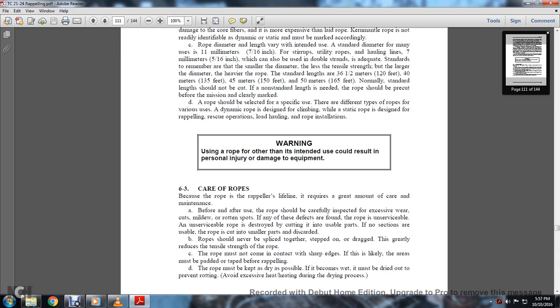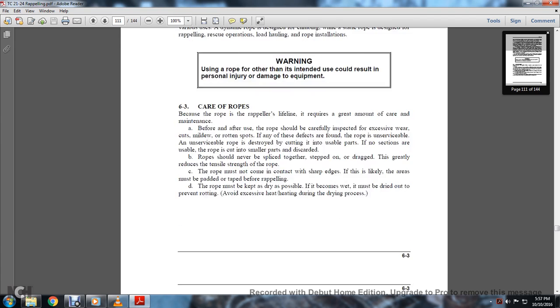Ropes should never be spliced together, stepped on, or dragged, as this could greatly reduce the tensile strength of the rope. The rope must not come into contact with sharp edges. If this is likely, the areas must be padded with tape before rappelling. The rope must be kept as dry as possible. If it becomes wet, it must be dried out to prevent rotting, avoiding excessive heat during the drying process.